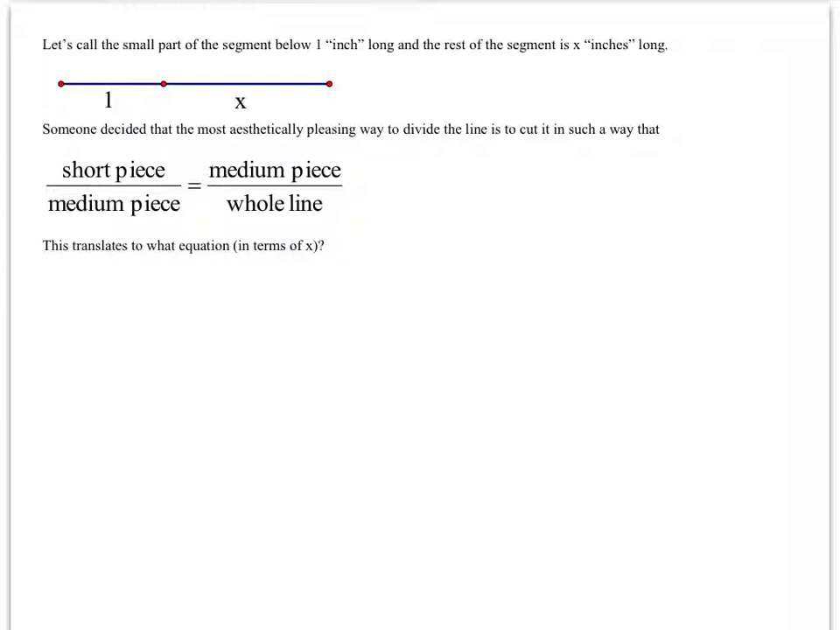And someone decided that the most aesthetically pleasing way to divide this line is to cut it in such a way that the short piece to the medium piece is in proportion to the medium piece to the whole piece. So I have this proportion where short to medium should equal medium to whole. And this would translate into an equation based on the segment I drew, where the short piece is 1 and the medium piece is x, and the whole line is 1 plus x. So this is the proportion, and I want to know what x should be. What should I make x to make this the prettiest cut line segment I possibly can?